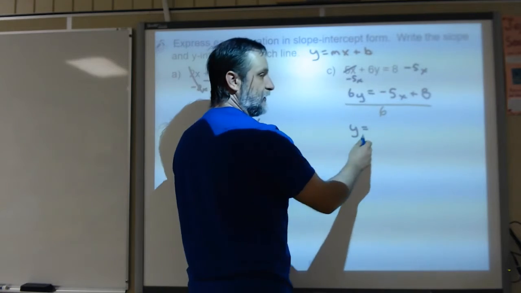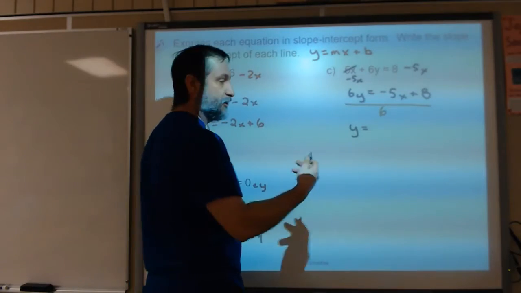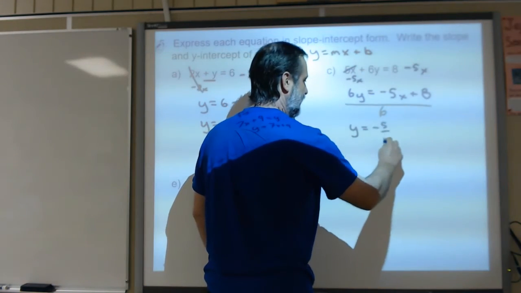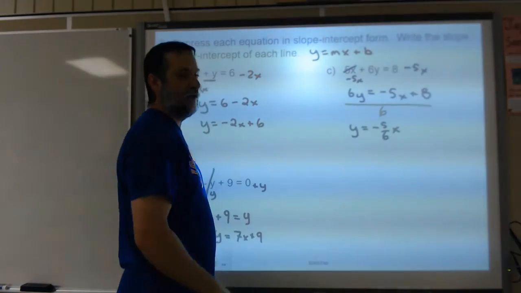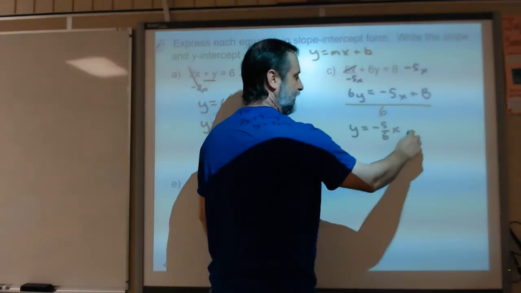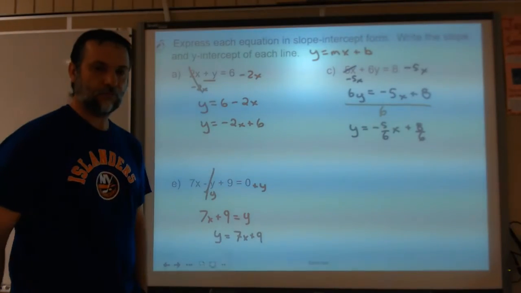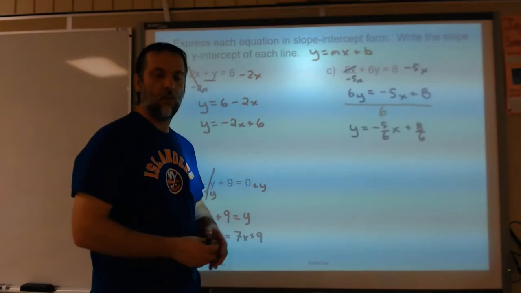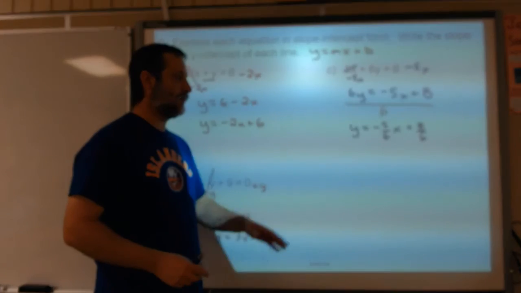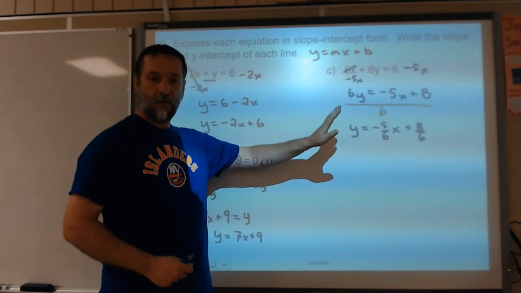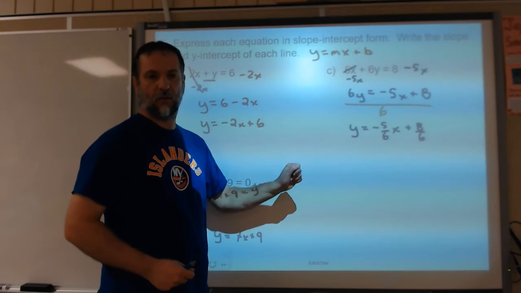Negative 5 divided by 6, it sounds complicated, but why don't we just leave it like that? Negative 5 sixths x plus 8 divided by 6, I can write that as plus 8 sixths. Am I done yet? No, we do need to simplify all of our slopes and all of our y-intercepts. We need simplified fractions always when we're writing an answer.